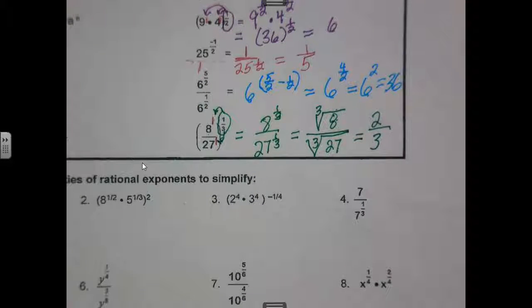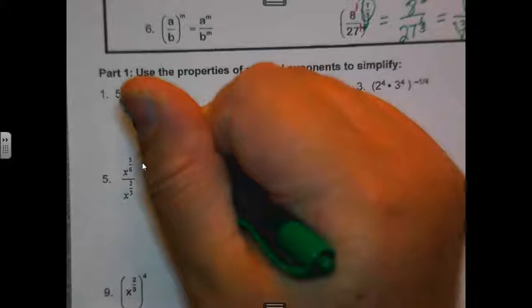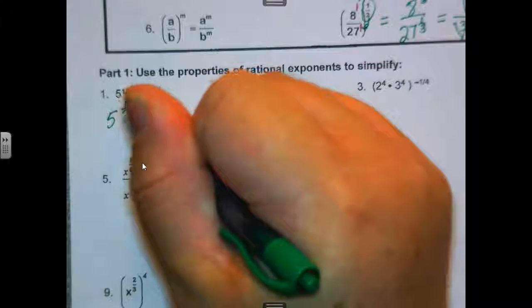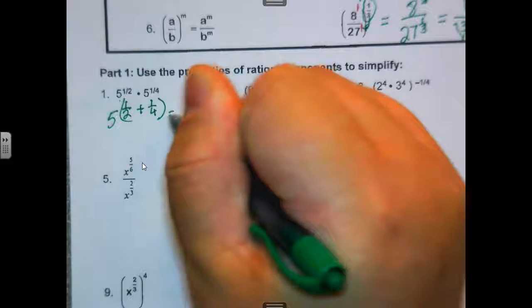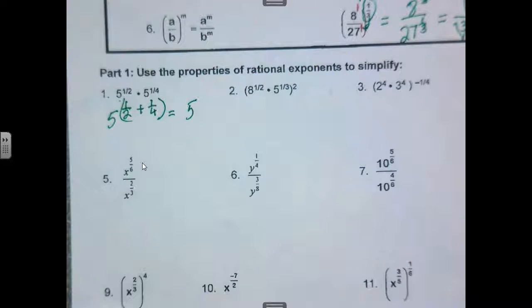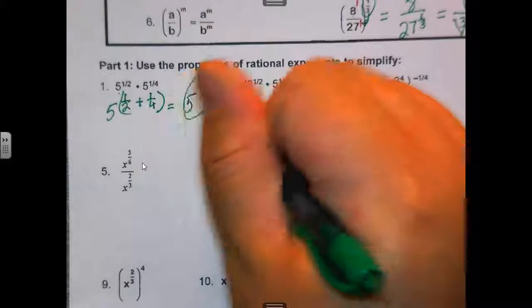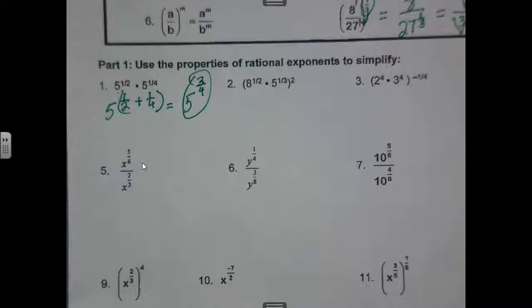All right, let's do some example problems. Are you ready? Okay, number 1. I have the same base, so I'm going to add the exponents. 1/2 plus 1/4. And what do I get? What's 1/2 plus 1/4? 3/4. I would use your calculators. Okay, number 2.